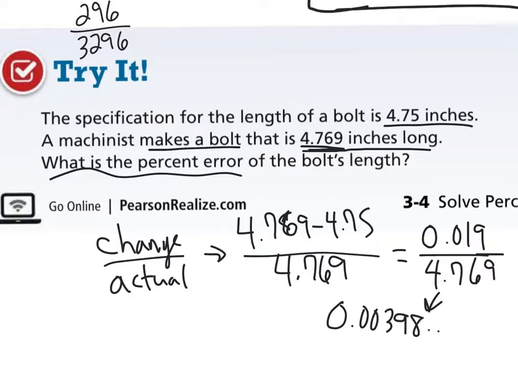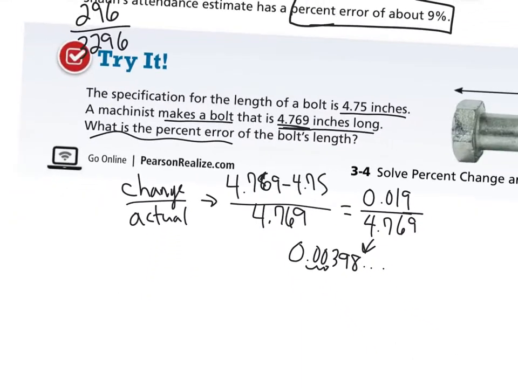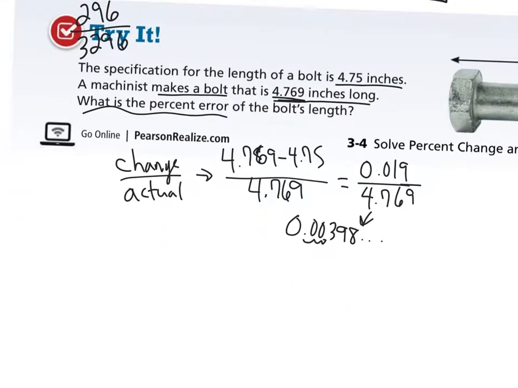It's 0.00398 something. They should really tell us what to do here, but it's probably sufficient if we go to the nearest tenth of a percent. So if you move it over 2 spots, that would be 0.4%. So that's less than 0.5% error, which is pretty good.